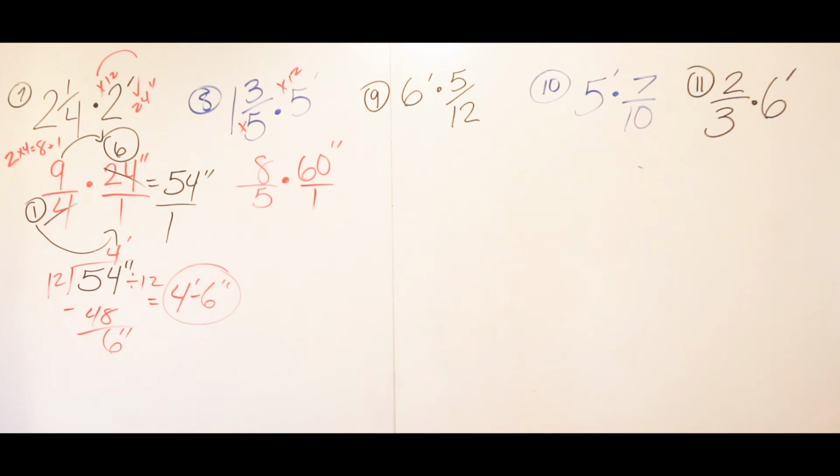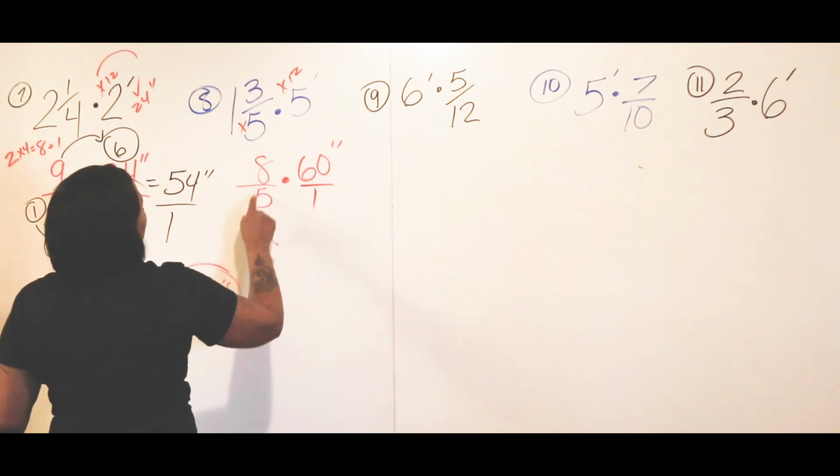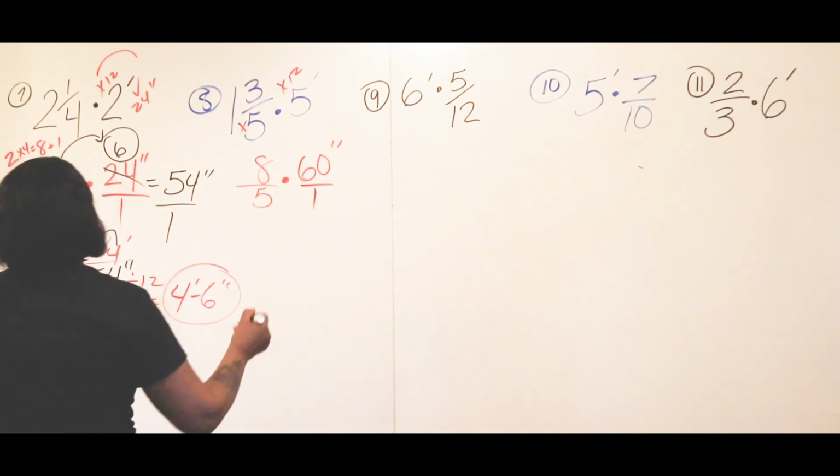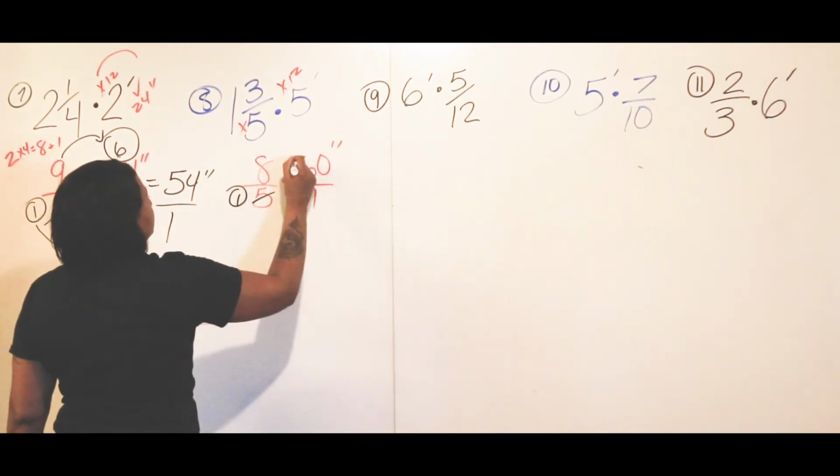So now we ask ourselves, can we cross reduce? Can we do anything with that 1 and 8? Does that reduce? No, there's no number that goes into 1 and 8 evenly. What about 5 and 60? 5 goes into itself 1 time, and it goes into 60.